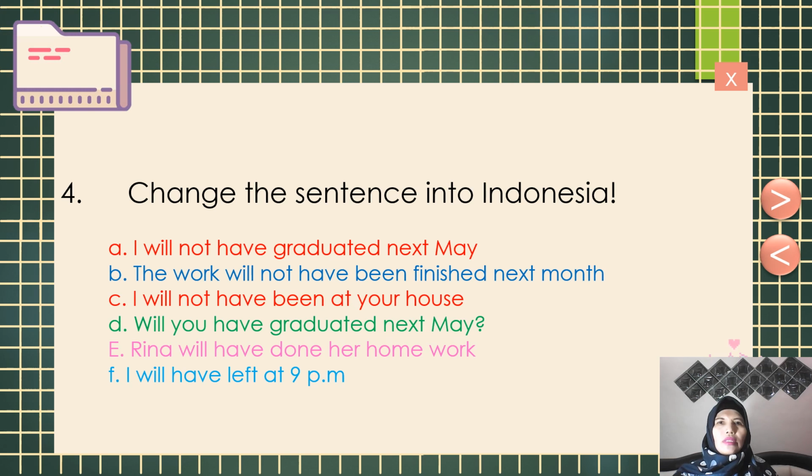Change the sentences into Indonesian. Number 1. I will not have graduated next May. Number 2. The work will not have been finished next month. Number C. I will not have been at your house. Number D. Will you have graduated next May? Number E. Rina will have done her homework. Number F. I will have left at 9 p.m.